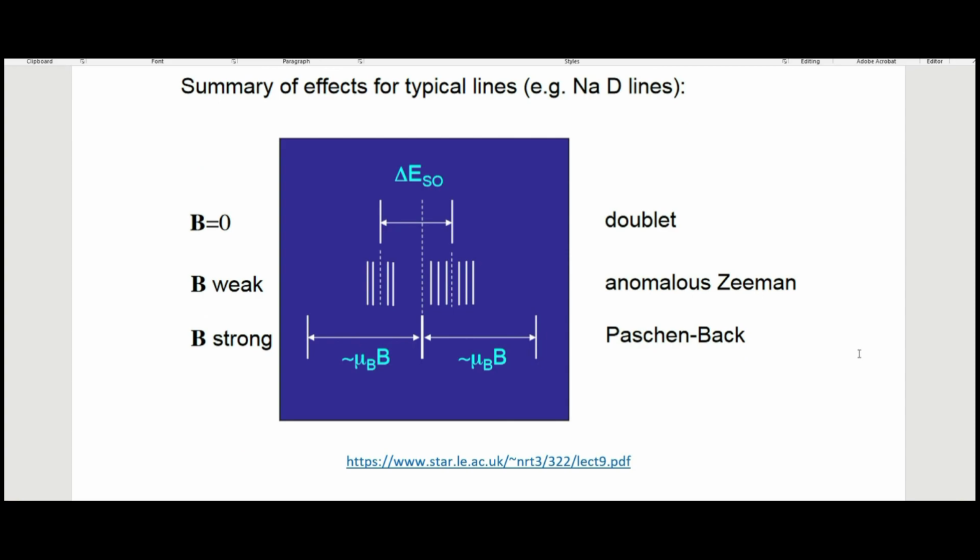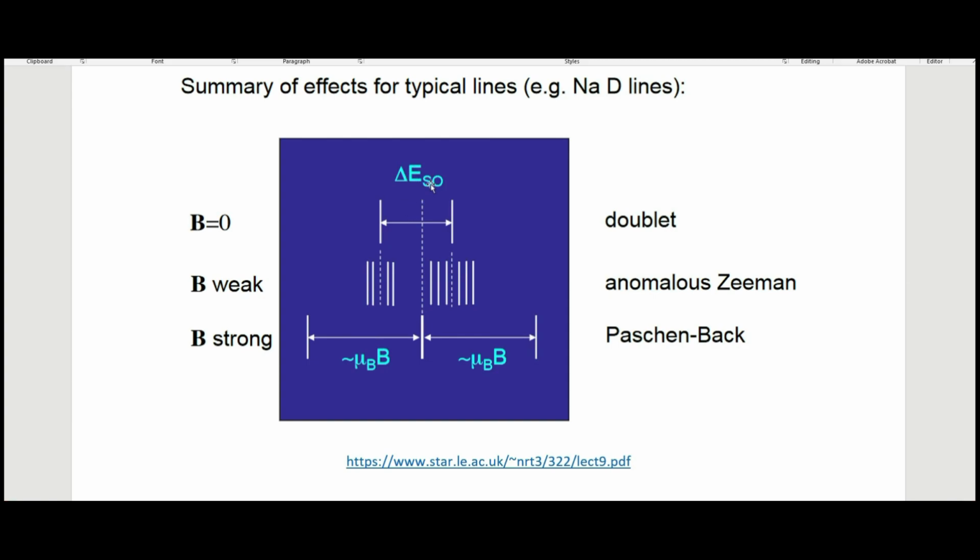All right, so kind of summing up what we've found here. I found this figure, which I kind of liked. This is linked to, and as usual, the lecture notes will be linked in the description down below if you wanted to look at this in more detail and click on some of these links. But anyway, this is for sodium here. So the typical lines for sodium. So we have our B equals 0, and we end up getting a doublet.